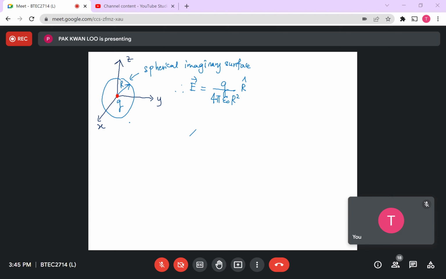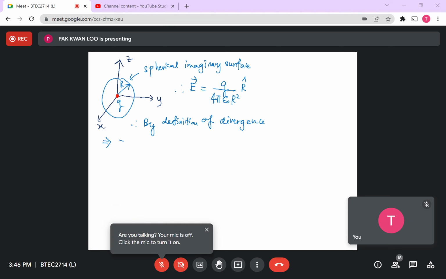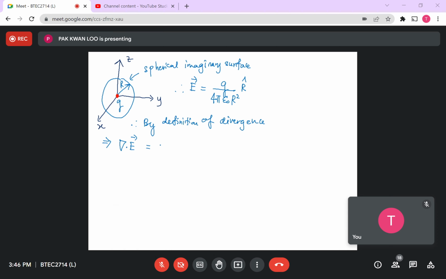So by the definition of divergence, this implies the divergence of E is equal to the limit as delta V tends to 0 of 1 over delta V times the closed surface integral of E dot dS.